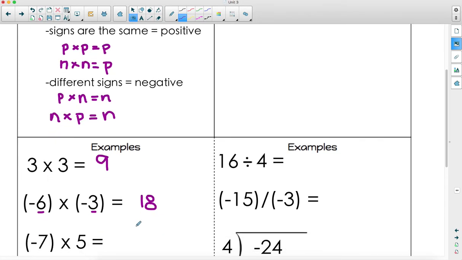Next one, I want you to write this down: -7 times +5. Again, at first I'm just simply multiplying 7 times 5, which is 35. Then I'm going to go back and look at the signs. Well, this one's a negative. The 7 is a -7, but the 5 is positive. So they have two different signs. This is going to make our answer become a negative.